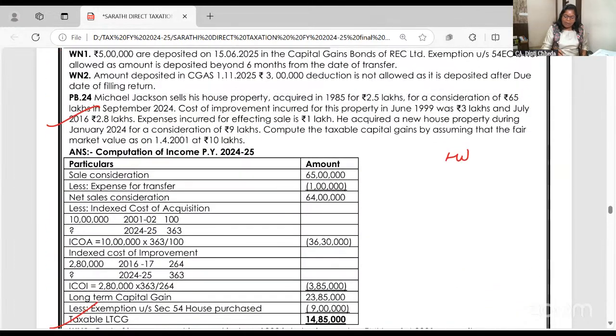Dekho. Michael Jackson sells his house property acquired in 1985 for 2.5 lakh, for a consideration of 65 lakhs in September 24. So 65 lakhs it is sold. There is no stamp duty value and all, so we'll take this. Cost of improvement is also given. Expenses incurred for sales. So net sale consideration you got.